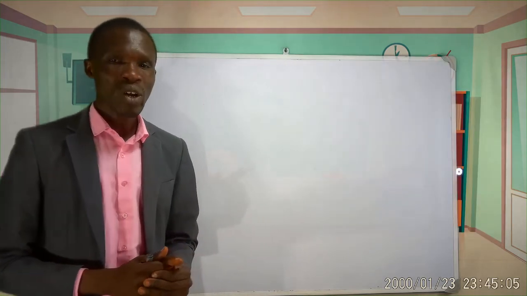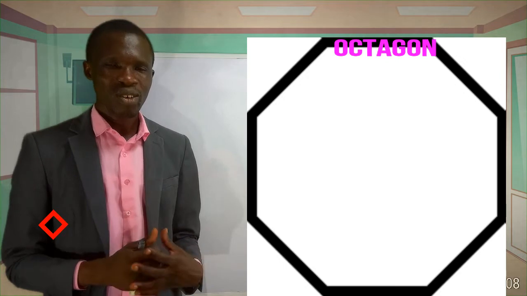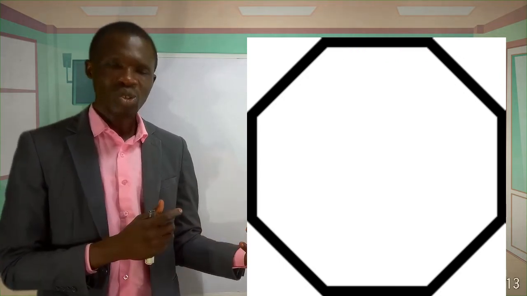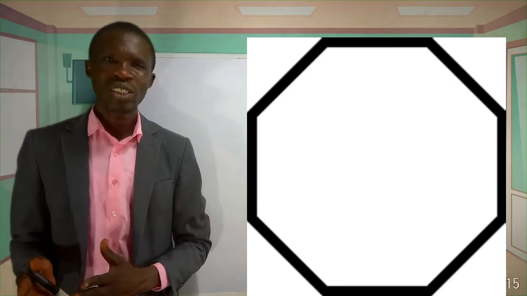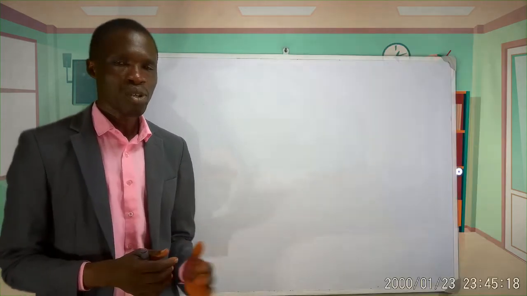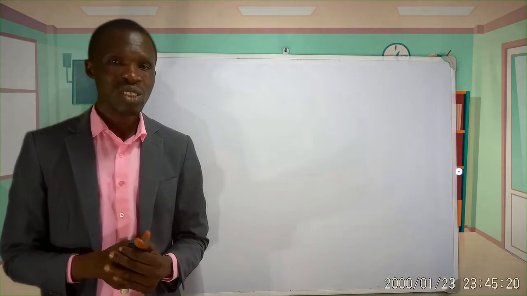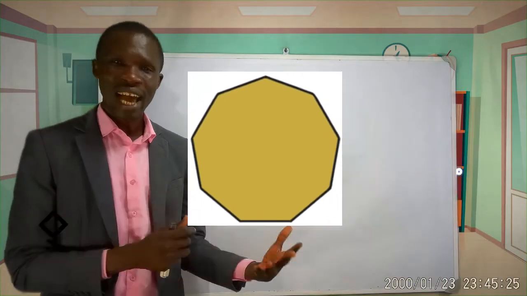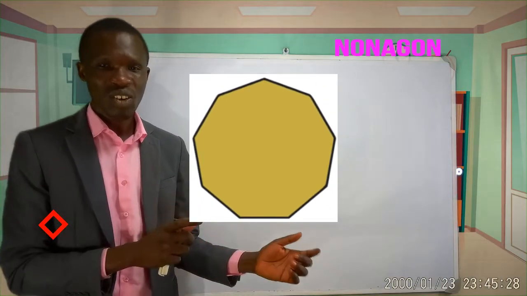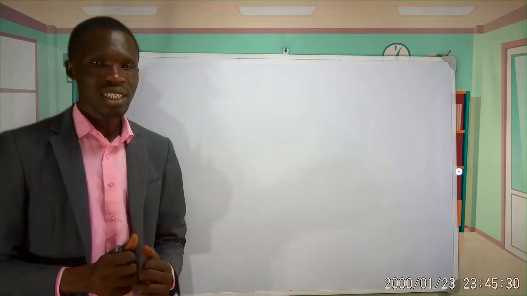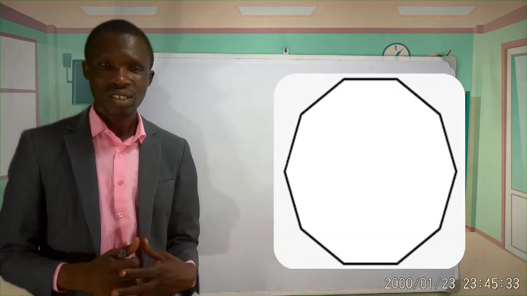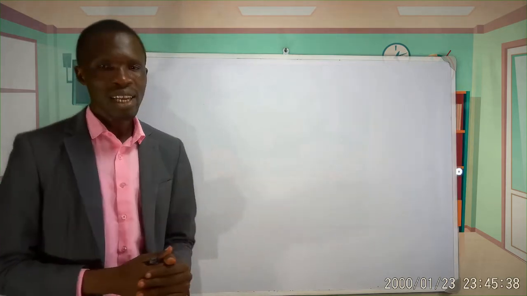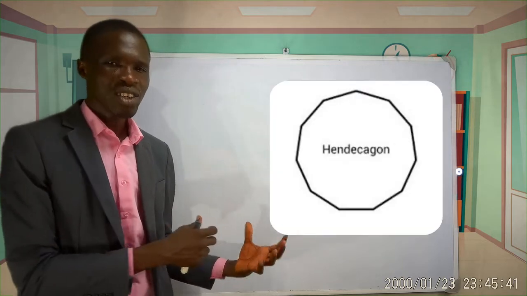Then number 8, we call it octagon. Don't get confused with this. You don't need to cram this. Just know the number of sides and you will know the name given to the polygon. So number 8 is octagon, and number 9 is nonagon. Whenever you remember 9, you know that is nonagon. Then number 10 is decagon. Can you say after me? Decagon. Then number 11 is undecagon.